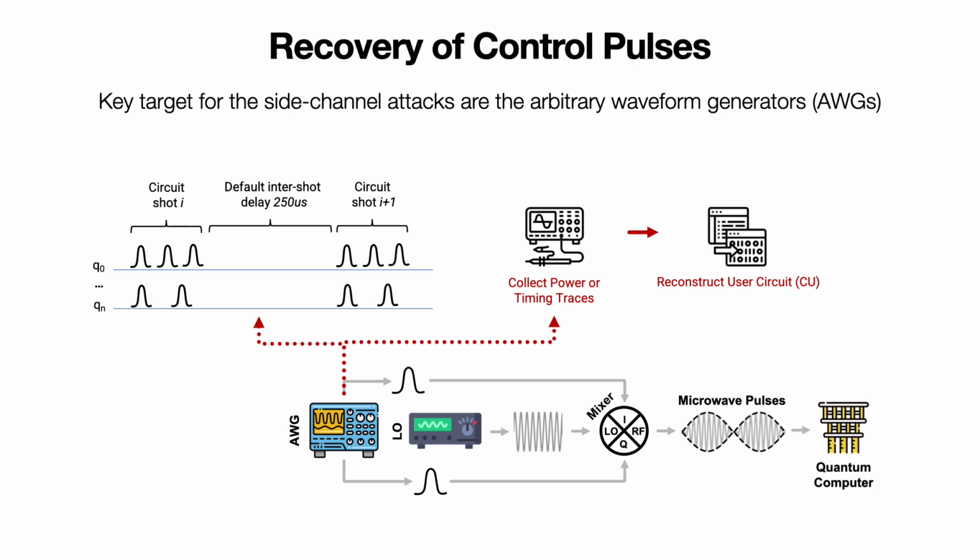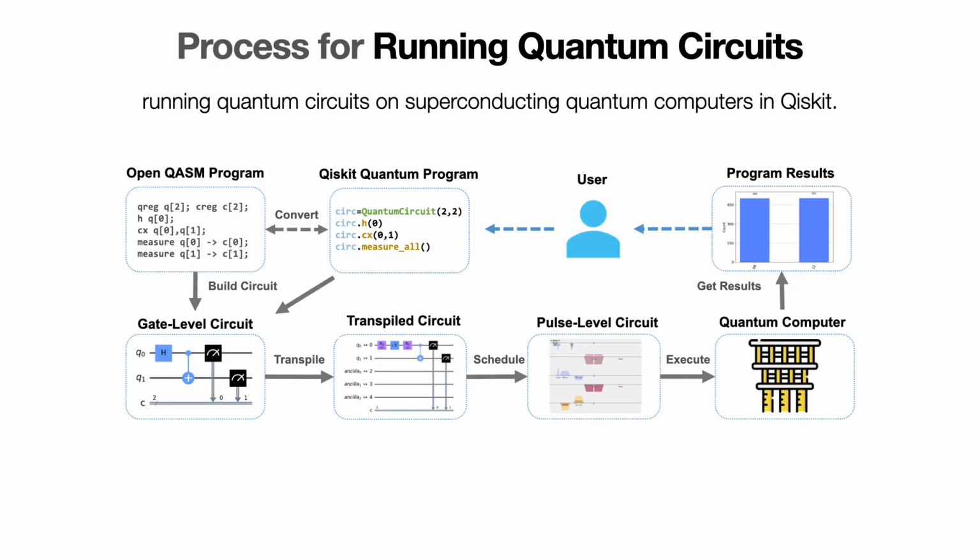The core of these side-channel attacks revolves around the recovery of control pulses, which are typically generated by arbitrary waveform generators, AWGs. An attacker can potentially recover the quantum circuit being executed, and I am going to tell how this can be performed by solving a combinatorial optimization problem. Let's first look at how quantum compilation happens.